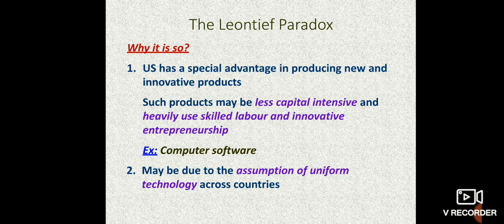This is because of the simple assumptions of Heckscher-Ohlin, that is, the technology is the same in both countries. In case there is a change in technology, that affects the exports of a particular country. The US has a special advantage in producing new and innovative products. Such products may be less capital intensive and use labor and innovative entrepreneurship heavily. For example, computer software, where technology and skilled labor are needed more than capital. Maybe due to the assumption of uniform technology across countries, this paradox is observed.